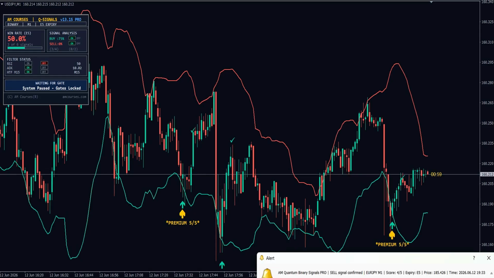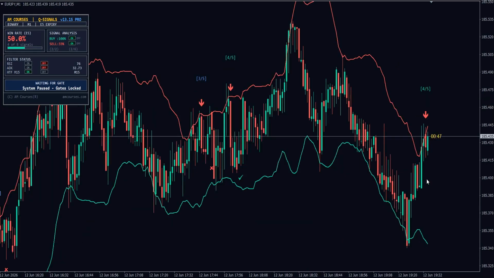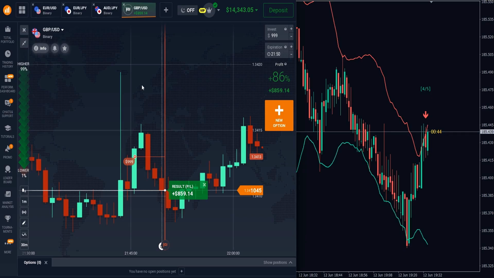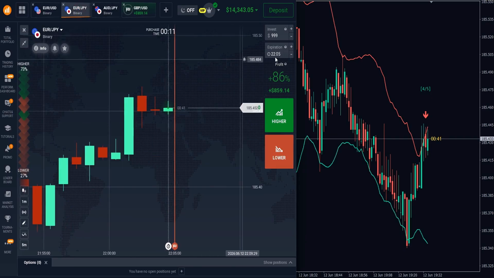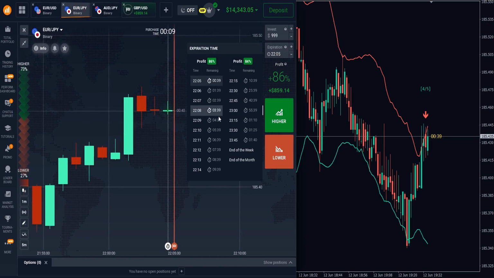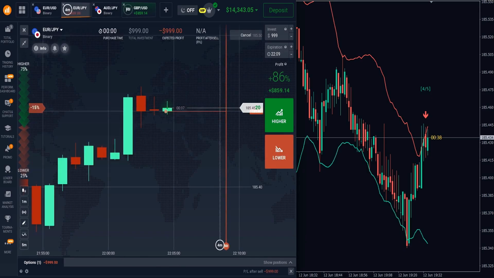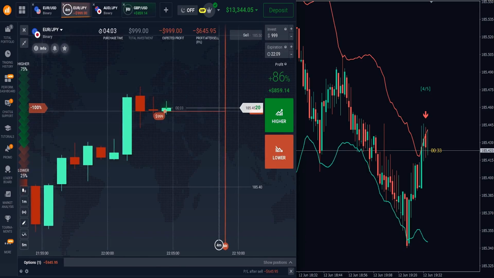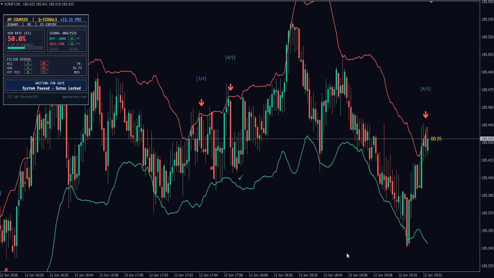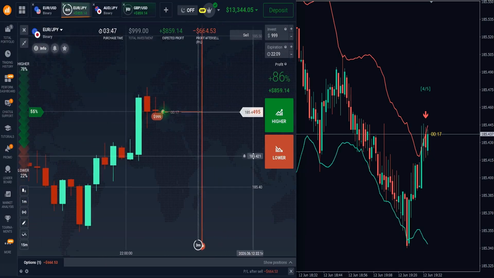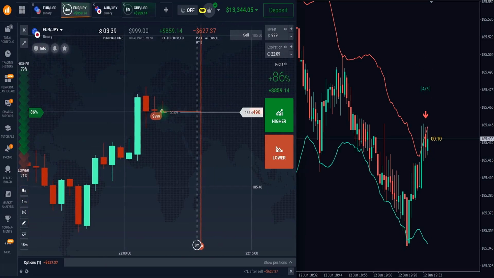All right, this is our third trade of today's session, and this time the indicator has given us a 4/5 rated signal. You can see the red arrow pointing down right here, and that's our cue for a sell entry. Based on that, I've placed a lower trade on IQ Option, again with the expiration aligned to our 1-minute chart and 5-minute window. Now, a 4/5 signal isn't the absolute maximum score, but it's still a high confidence setup.